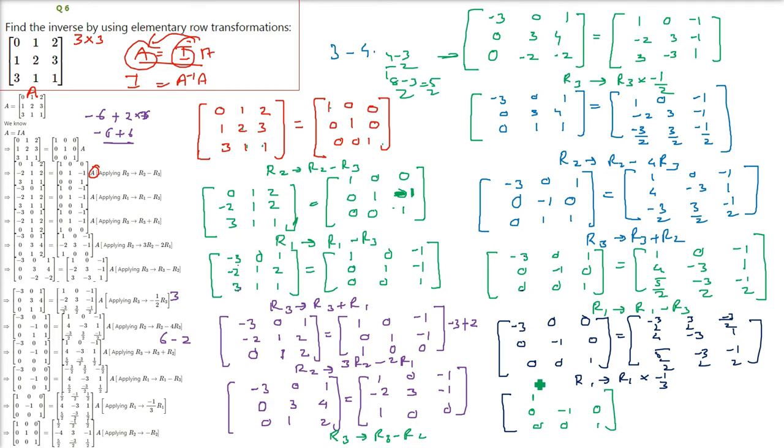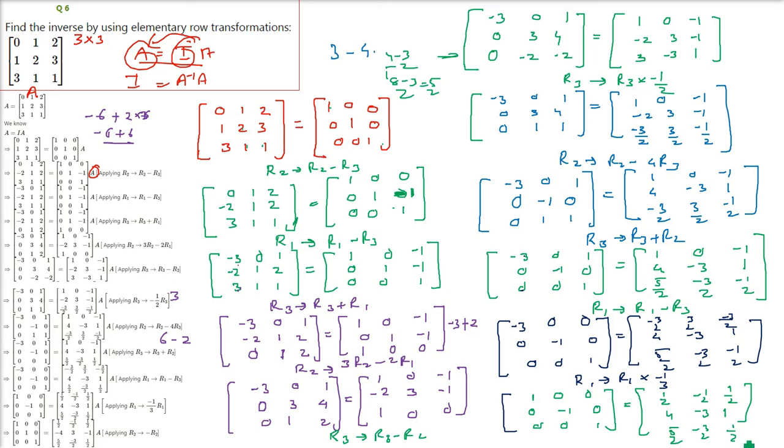So it is going to be 1, 0, 0. Again minus 1 by 3 multiplied by 3 gets cancelled and negative will become positive. So 1 by 2, minus 1 by 2 and 1 by 2. Other things remain the same: 4, minus 3, 1, and then we have 5 by 2, minus 3 by 2 and minus half.